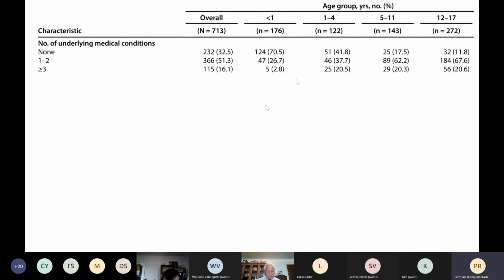And for the kid also same as adults. Over 60% they have some medical problem like obesity. Children have more prevalent, more incident of COVID infection than the normal kid.